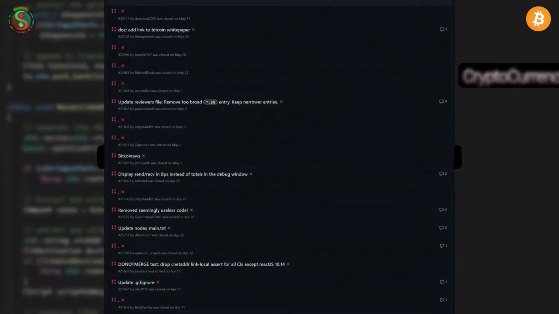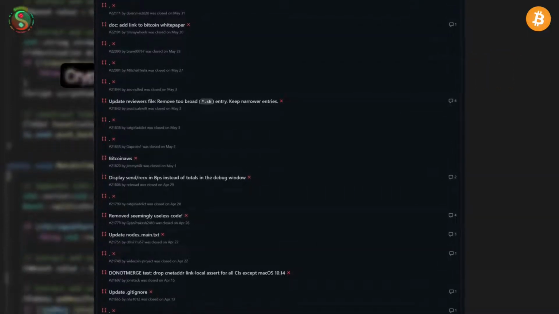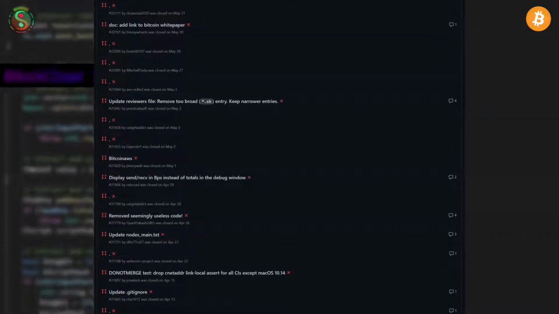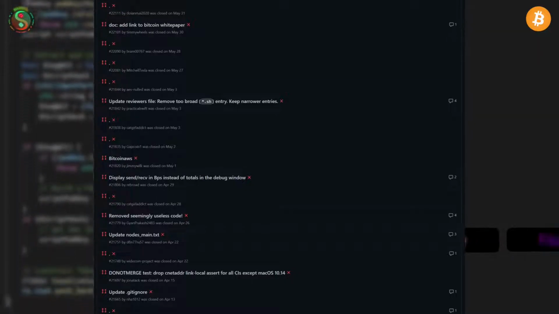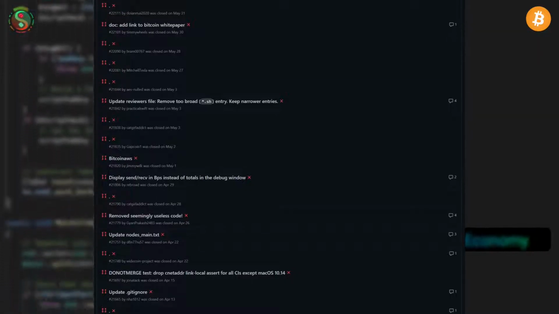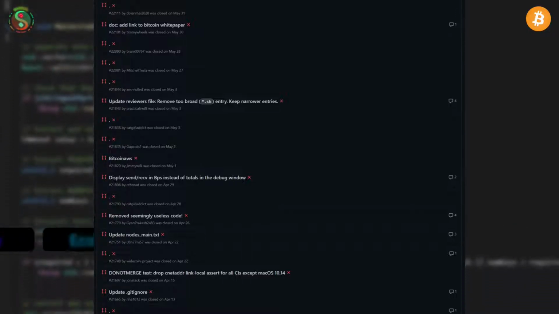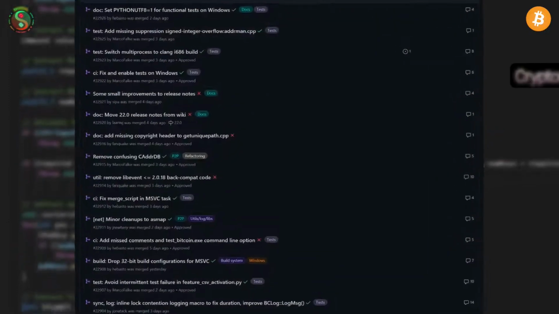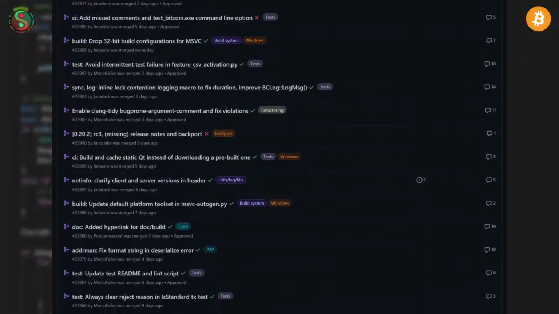Rejected or closed pull requests are those that are not accepted to be included in the source because of different reasons, such as being useless, irrelevant, buggy or problematic, not respecting the pull request template, or just being a duplicate of another already accepted one. And merged pull requests are those that have been accepted to be included in the source code.